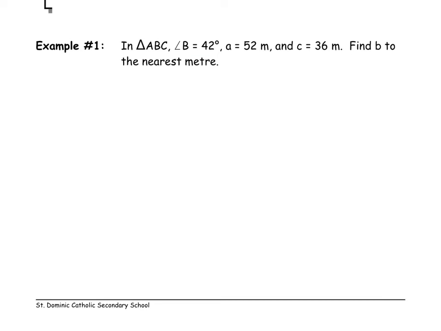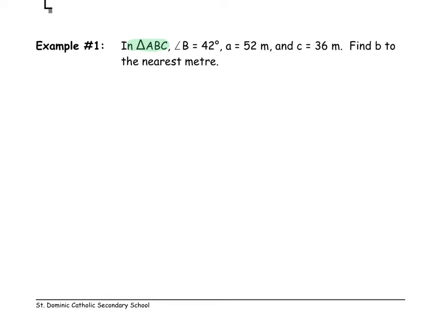So our first example reads, and just to keep things simple, I've chosen to use A, B, C as my labels, just to get our feet wet a little bit. So in triangle ABC, angle B is 42 degrees, little a is 52 meters, and little c is 36 meters. Find little b, so that's the side length to the nearest meter.